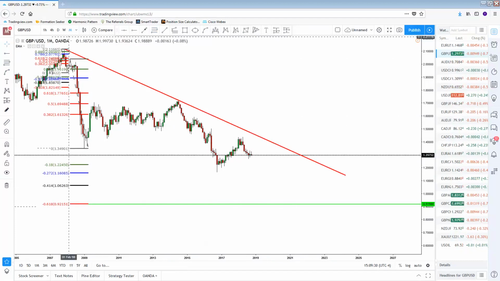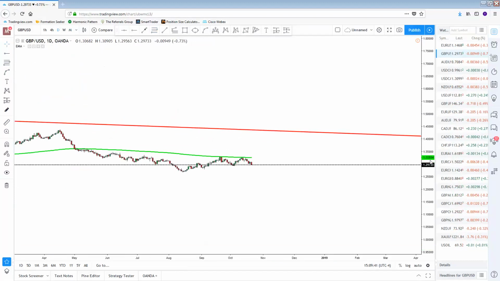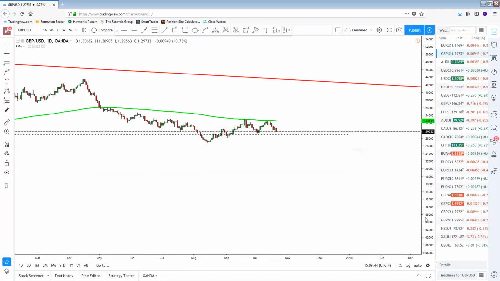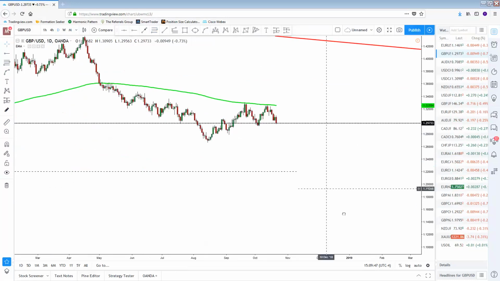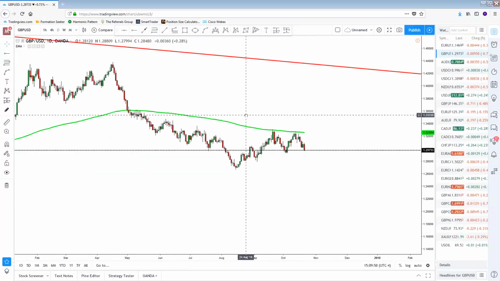So that being said, I'm going to jump back over to the daily. The monthly, that's the only thing that I use it for. I just look for the reversal opportunities, potential opportunities, the trend direction, and where I think price is going to go.